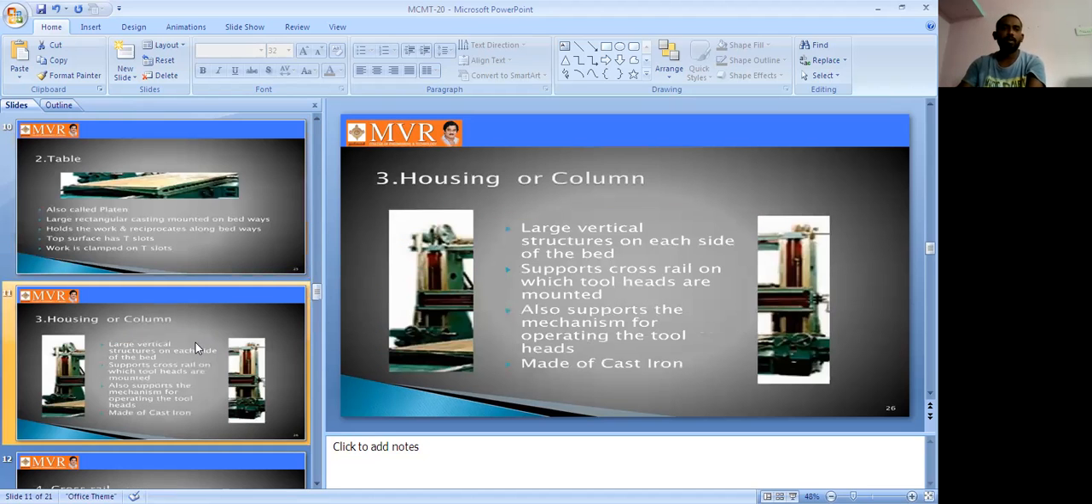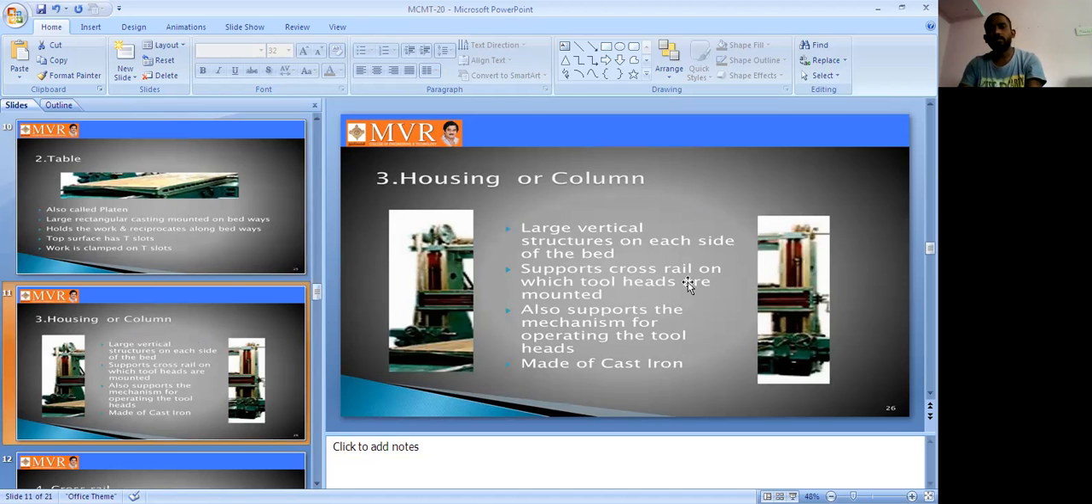Next is the housing or column. The large vertical structure on each side of the bed is known as the column, or we can call it the housing. We have the left side and the right side, so we have two columns. The large vertical structure on each side of the bed is known as the housing or column.